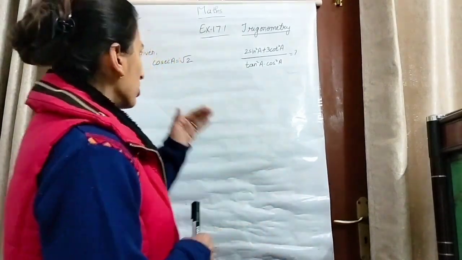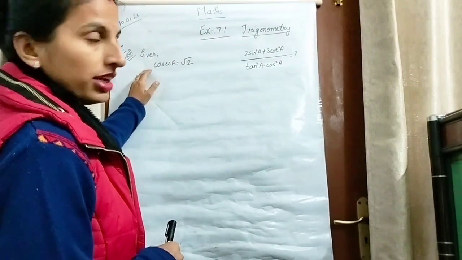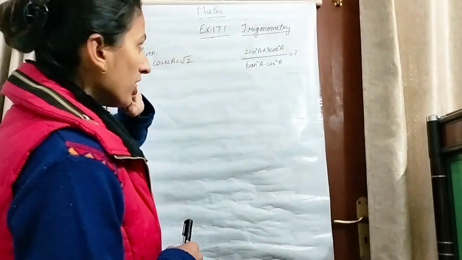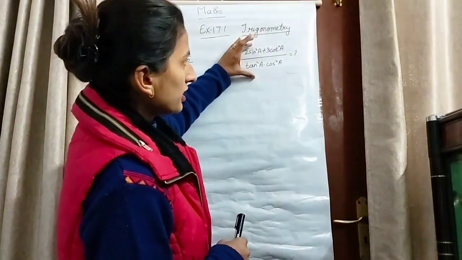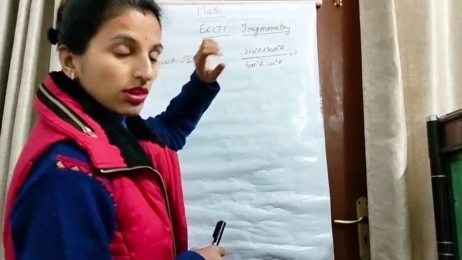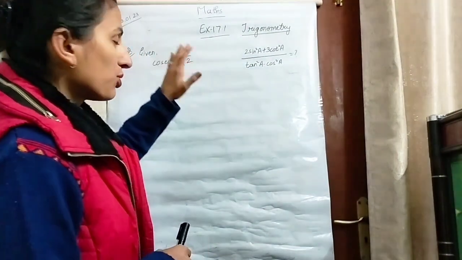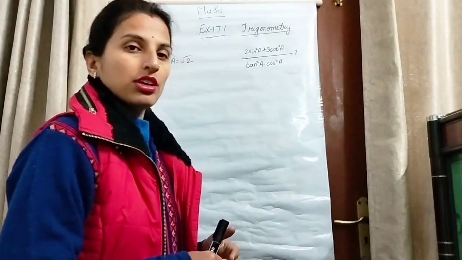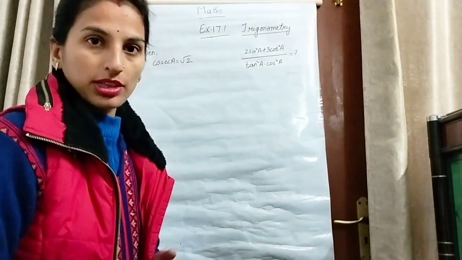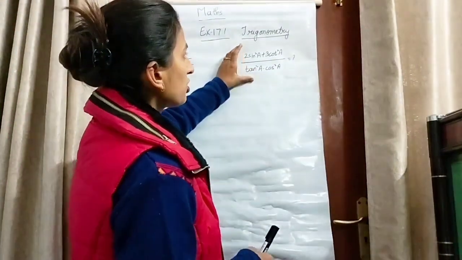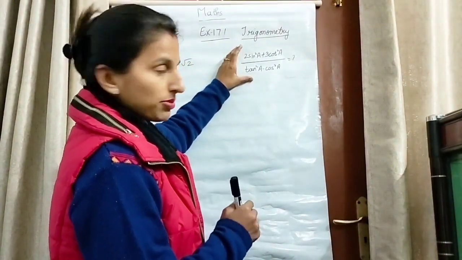Now I am going to solve this question number 17. In this question, cosec A equals root 2 is given, and the value of this expression is to be found out. Now what you can observe is that cosec A equals root 2, we have the relation of cosec A with some other trigonometric ratios. We will use that. But what is to be found out in the given expression?